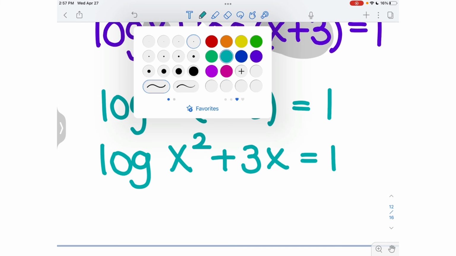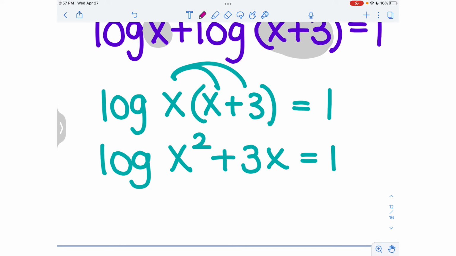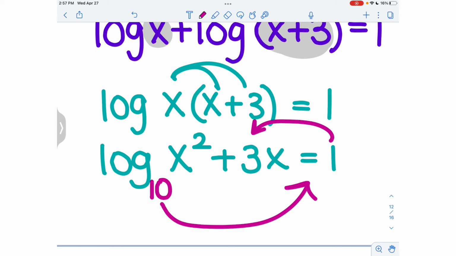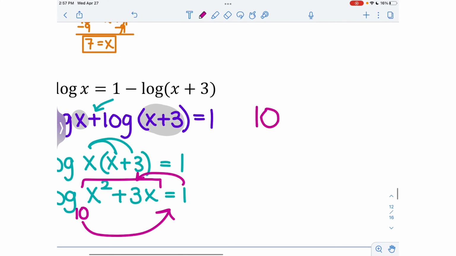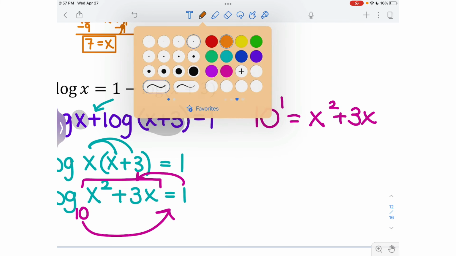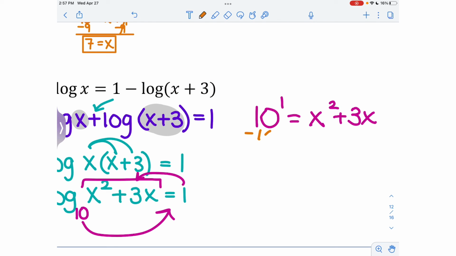And I think a lot of students would get stuck here. So when you're stuck, ask yourself, can I circle up? There's only 1 log, which means you can. So it's going to be 10 to the first. I'm going to write this up here. 10 to the first equals x squared plus 3x. So 10 to the first is 10. So I'm going to subtract that over.